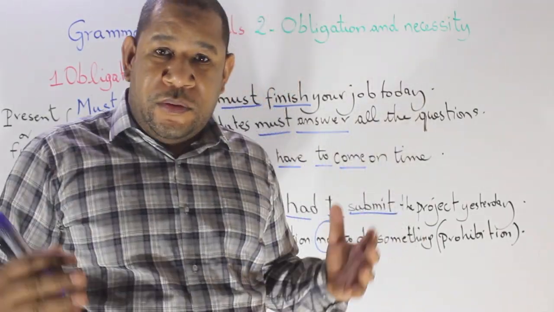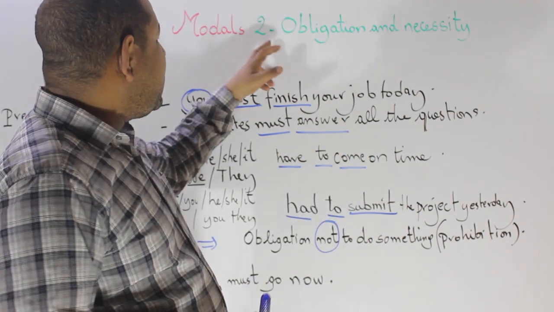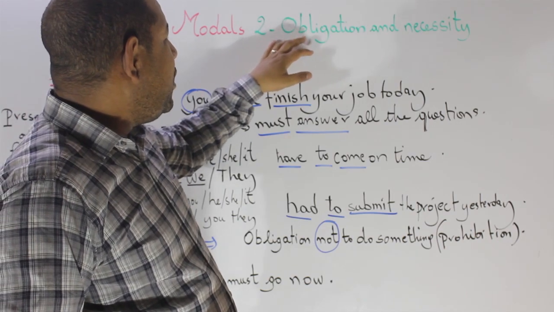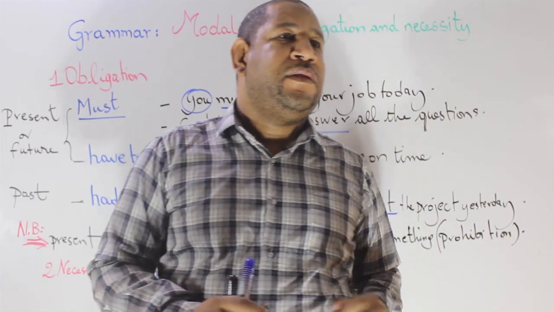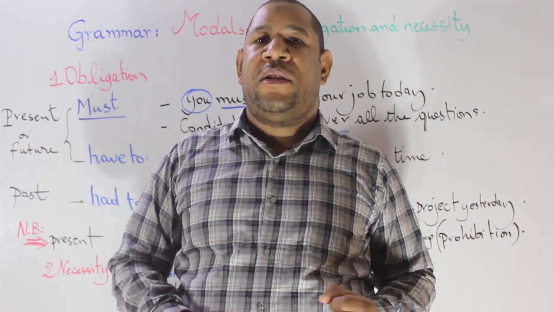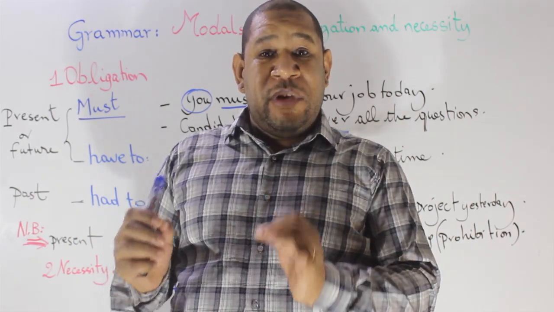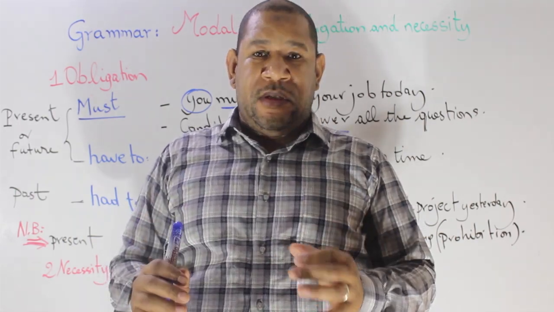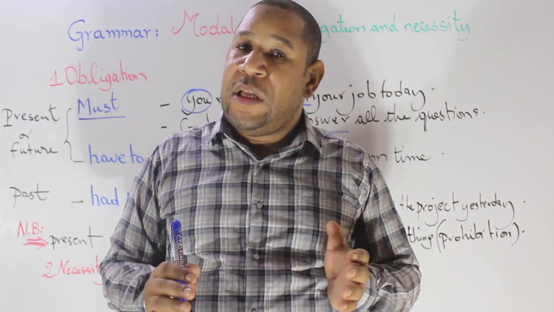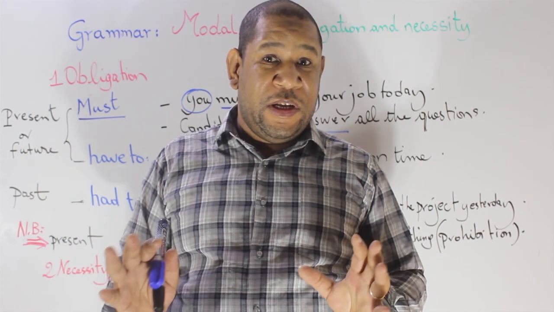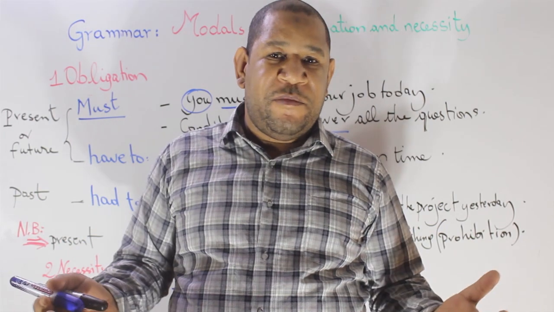So now we move to the second category of modals. This category we have obligation and necessity. So let's try to make the difference between obligation and necessity. When we say obligation, it means that if we don't do something, we are going to be punished. That's obligation. It involves punishment, any type of punishment.